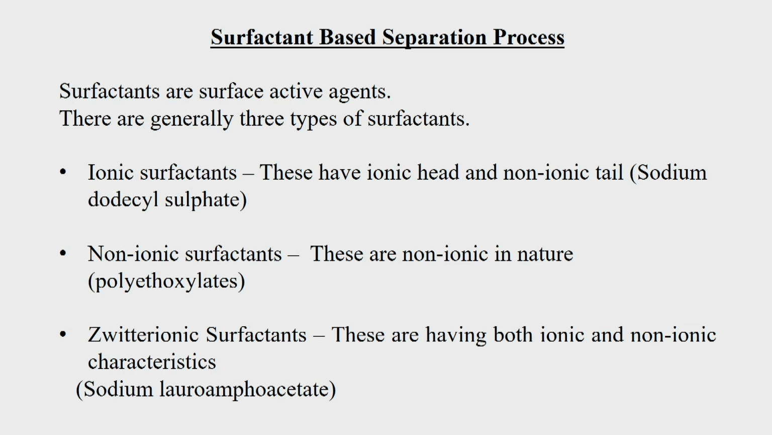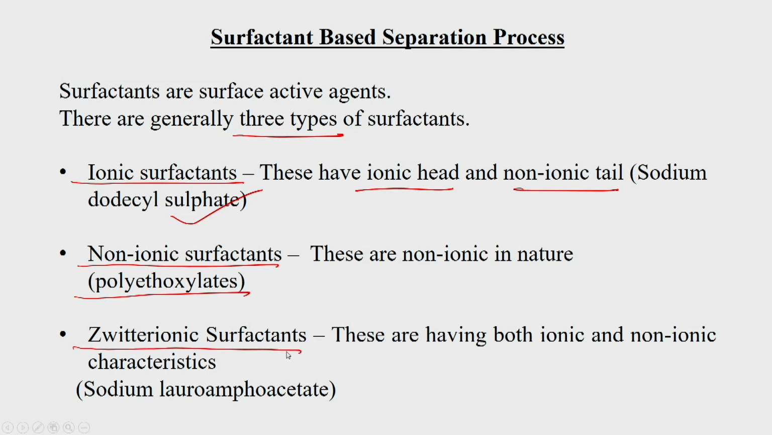Before that, we need to understand the meaning of surfactants: they are surface active agents. There are generally three different types of surfactants. Ionic surfactants have an ionic head and a non-ionic tail; examples are SDS, sodium dodecyl sulphate, or cetyl pyridinium chloride. Then we have non-ionic surfactants, which are non-ionic in nature, like polyethoxylates. The third type is zwitterionic surfactants, which have both ionic and non-ionic characteristics, like sodium lauroamphoacetate. So there are many ionic, non-ionic, and zwitterionic surfactants.